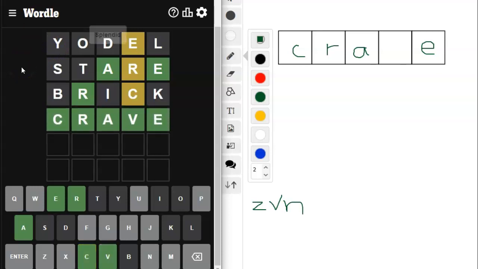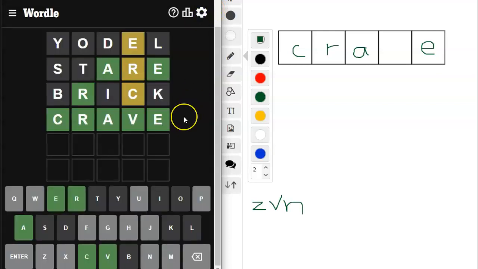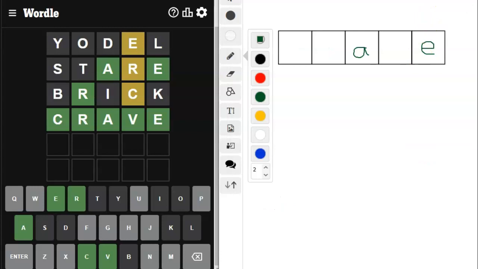Wow. All right. I made a good choice. Only because I think crane has been used before. But anyway, I got it in four. I feel good. All right. Now I'm going to go ahead and get ready for Quordle. I will be right back.